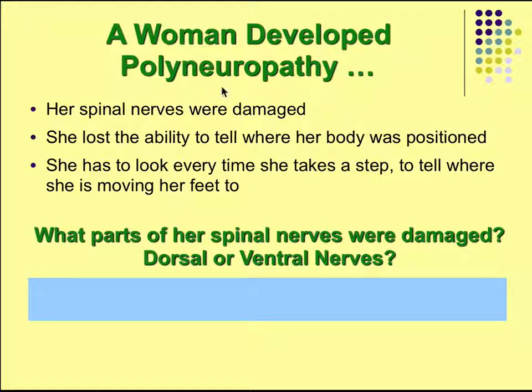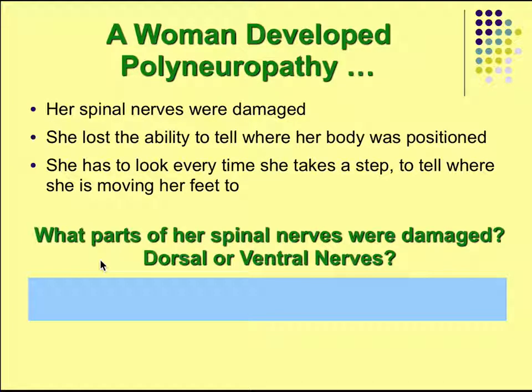So a woman developed a polyneuropathy. So that means poly of her neurons were damaged. So her spinal nerves were damaged. And she lost the ability to tell where her body was positioned. She has to look every time she takes a step. So she can still move. She has voluntary movement, but she can't tell where her body is. She has to look every time.